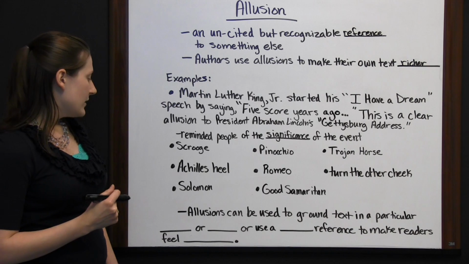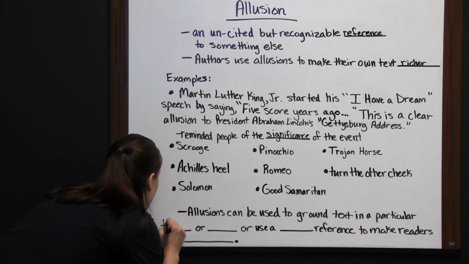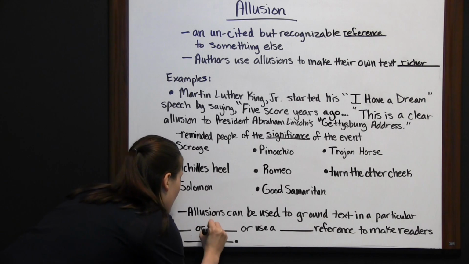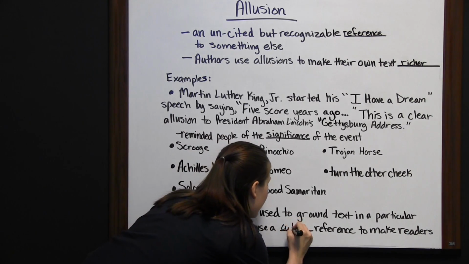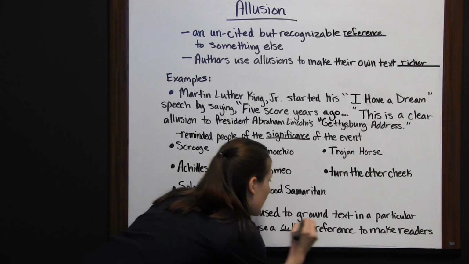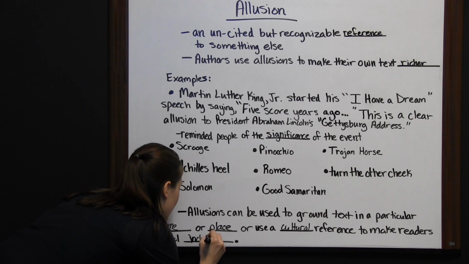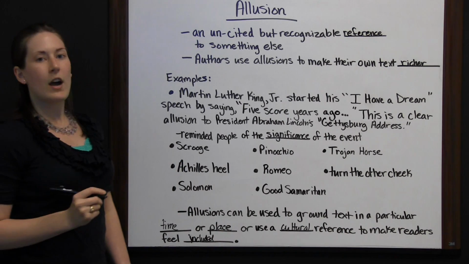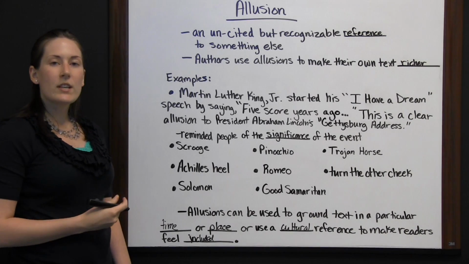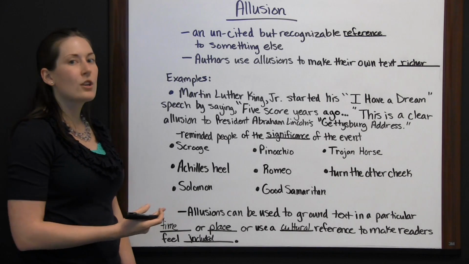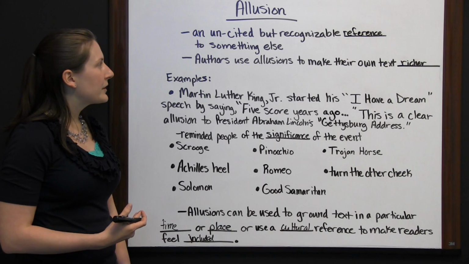So allusions can be used to ground text in a particular time or place, or they can use a cultural reference to make readers feel included. There are lots of reasons that a writer would use allusions, but every time that you use an allusion, it's meant to make your text richer and give your text more than it had before.